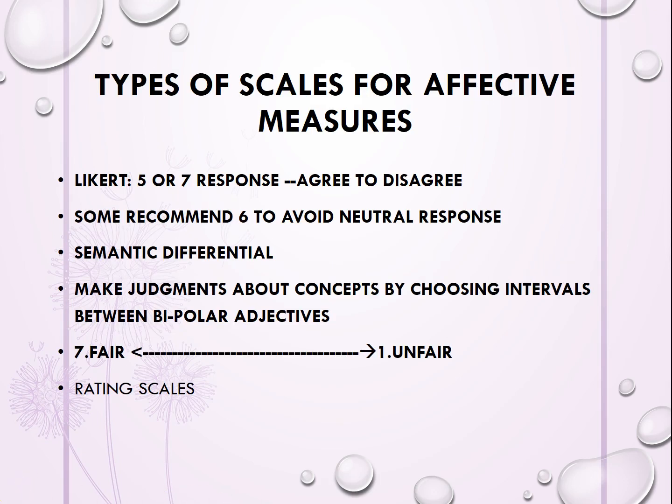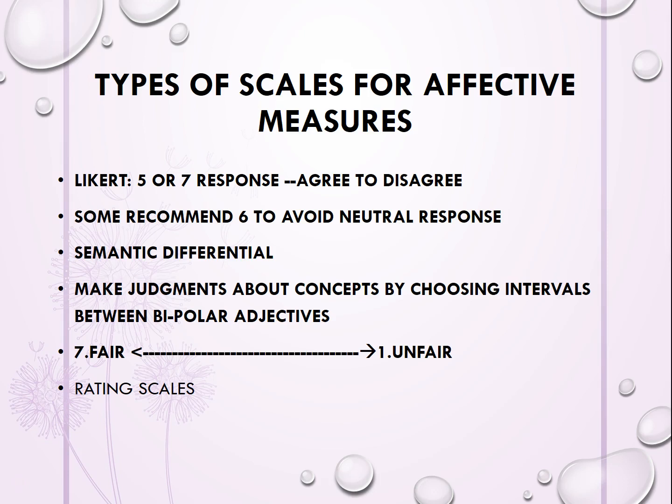Generally speaking, there are three types of scales for affective measures. 1. The Likert-type scale is usually a 5 or several point scale with assumed equal intervals between points. The Likert-type scale is used to assess the degree of agreement or disagreement with statements and is widely used in attitude inventories. Hand out an example in class. Some recommend 6 to avoid a neutral response.